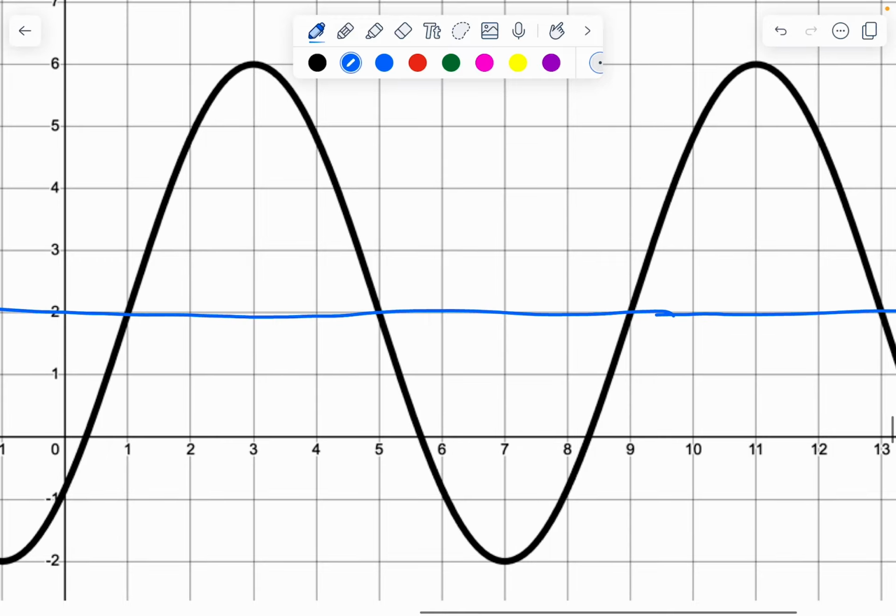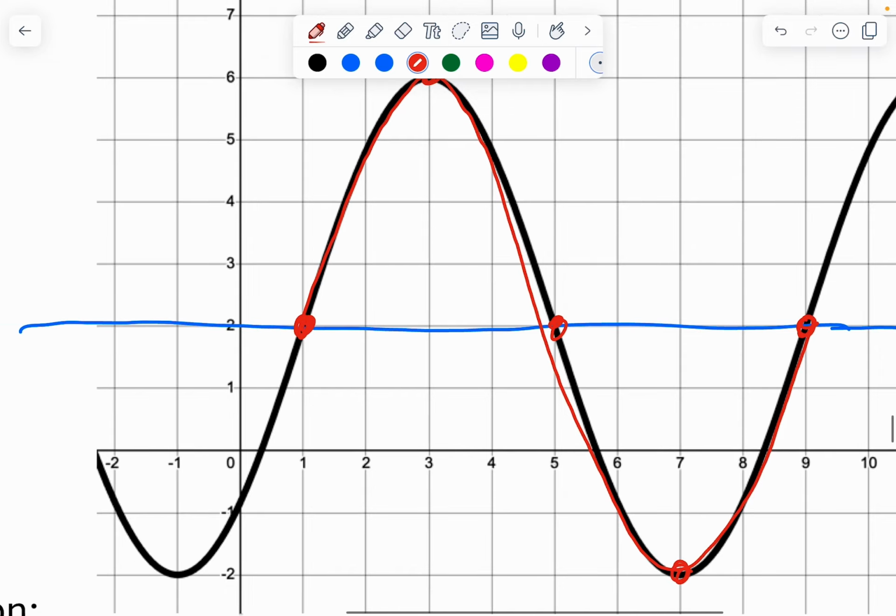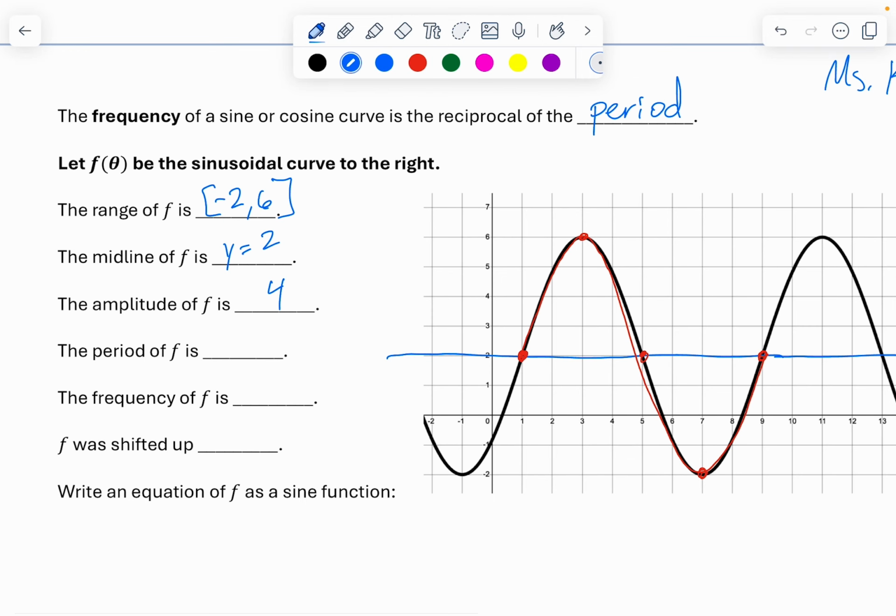The period, okay, let's see. If we're going to look at sine, I'm going to use red. 1, 2, 3, 4, 5 are the 5 typical points of one period of sine. And so when I go from 1 to 9, that shows me that my period is 8. The frequency of f is going to be the reciprocal, so 1 over 8. And f was shifted up, how much? Well, that midline is at 2.